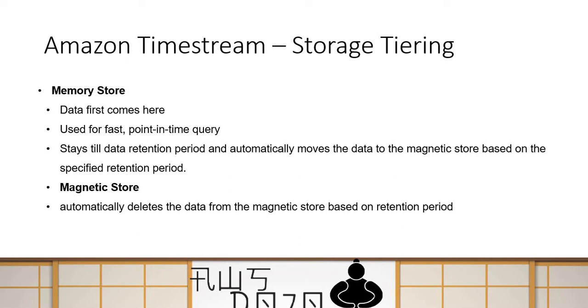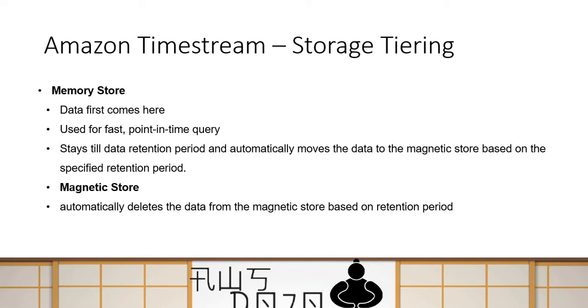So you define a retention period in the memory store. Similarly, you can also define a retention period in the magnetic store, but once the retention period of the data inside the magnetic store expires, data gets deleted. Okay, so data is no more available in your database. So it's very simple. It's like S3 tiering, if you are aware of S3 class-based tiering.